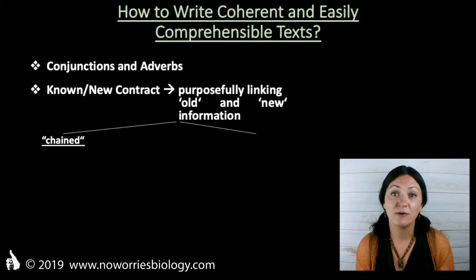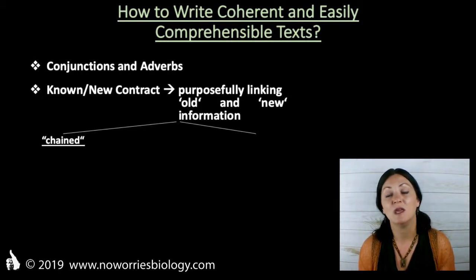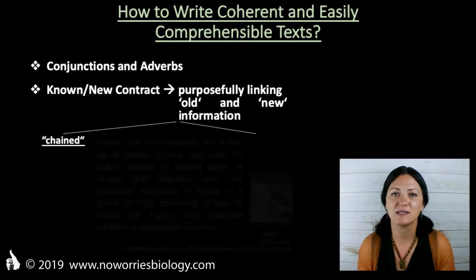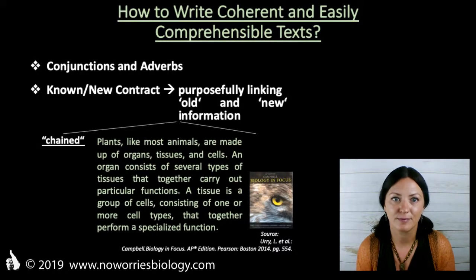In the chain pattern, the new information given in one sentence becomes the known information in the next sentence, about which we can then learn something new. Here's an example. Plants, like most animals, are made up of organs, tissues, and cells.